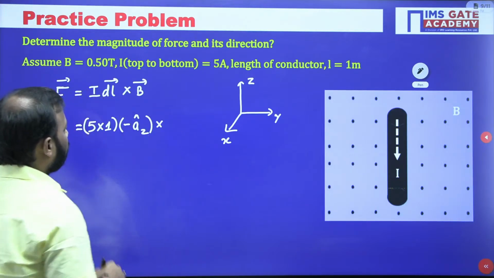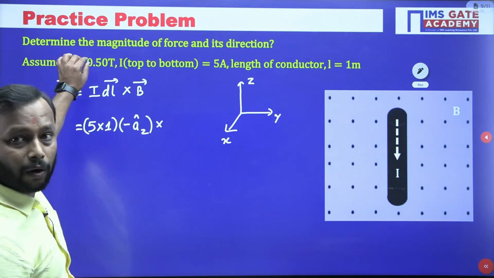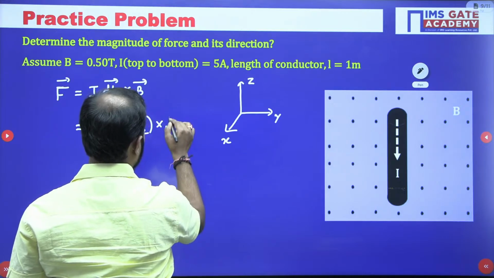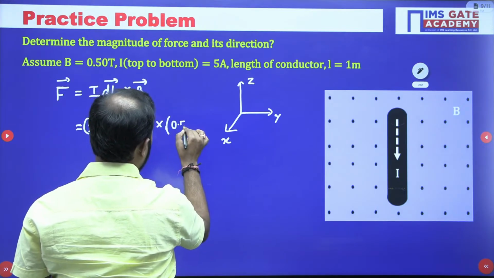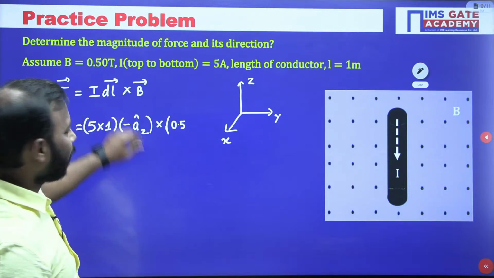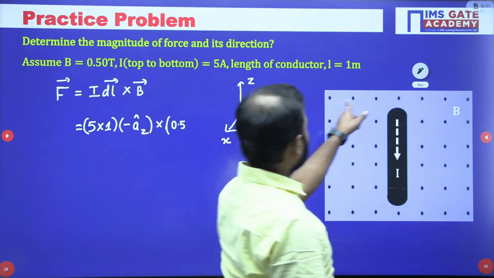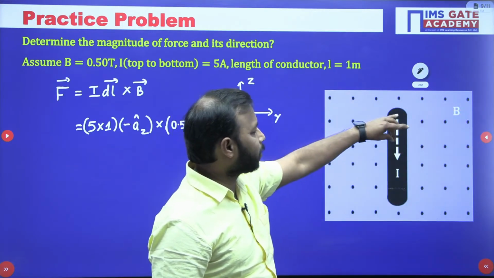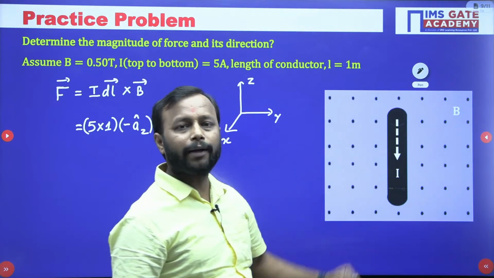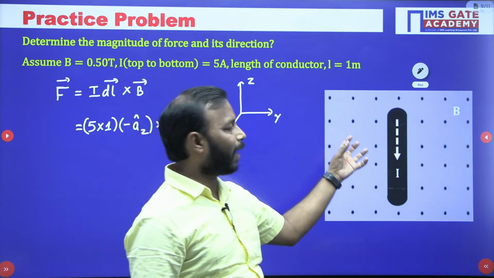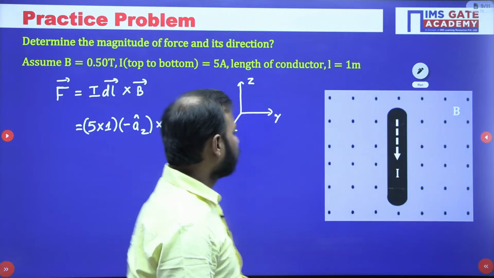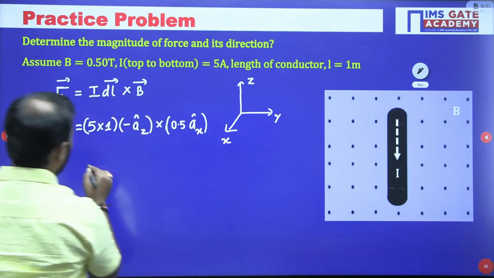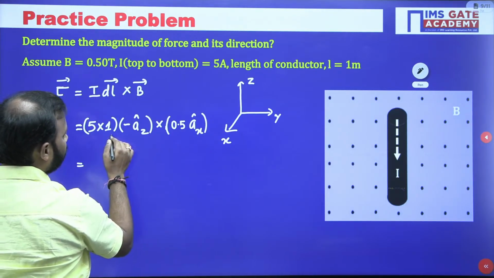Cross B. What is its magnitude? It is 0.5. And what is the direction of the magnetic field? See, this dot is what? This is a magnetic field and the conductor is placed inside the magnetic field. Dot implies outward, right? So outward means in the ax direction. So I can say that 5 into 1, 5 into 0.5.